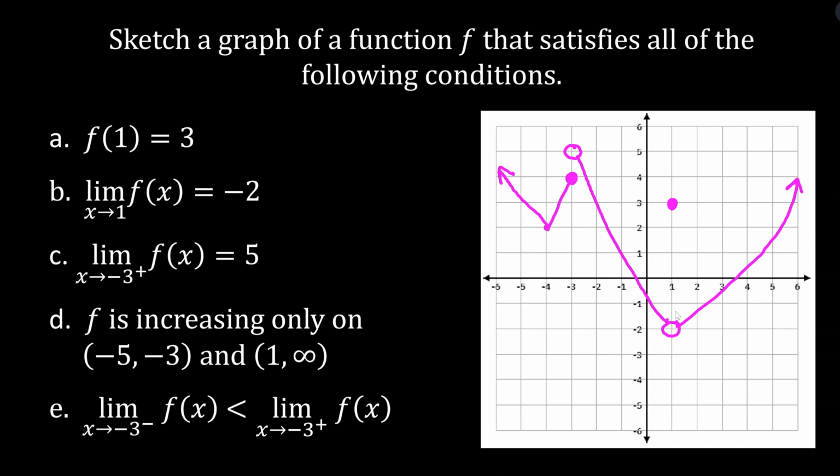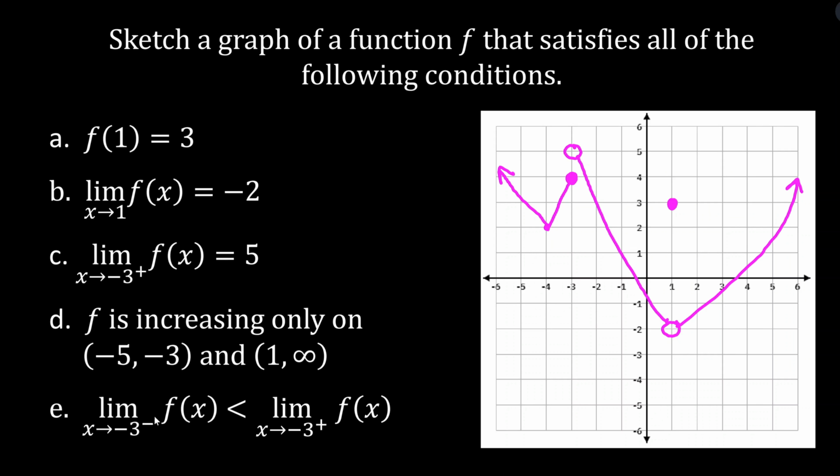All right, let's go back through and check. All right, f of 1 is 3. Boom, we got that. The limit as x approaches 1 is negative 2. Boom, absolutely. The limit as x approaches negative 3 from the right is 5. F is increasing only on these two intervals. So from negative 5 to negative 3, we're increasing. From 1 to infinity, we're increasing. And on the other intervals, which are negative 3 to 1 and negative infinity to negative 4, we are decreasing.